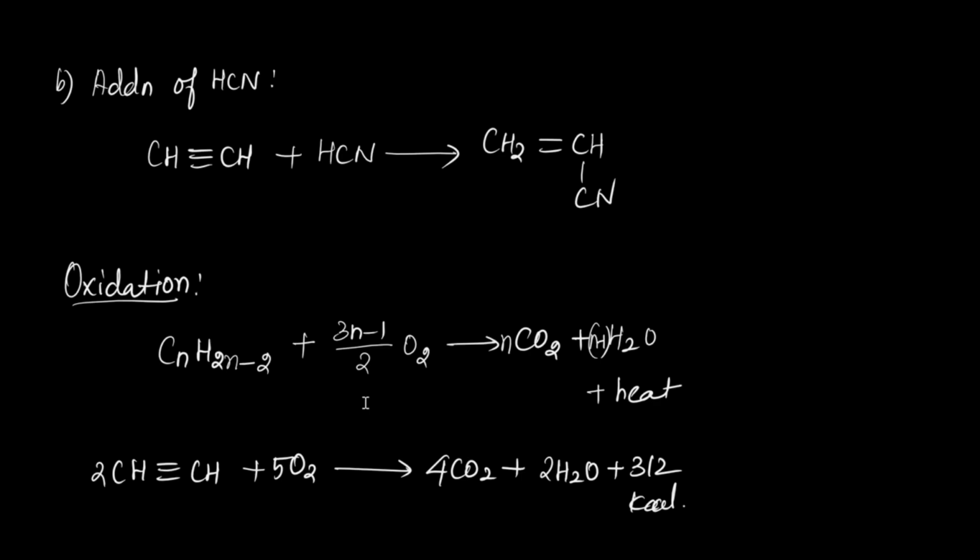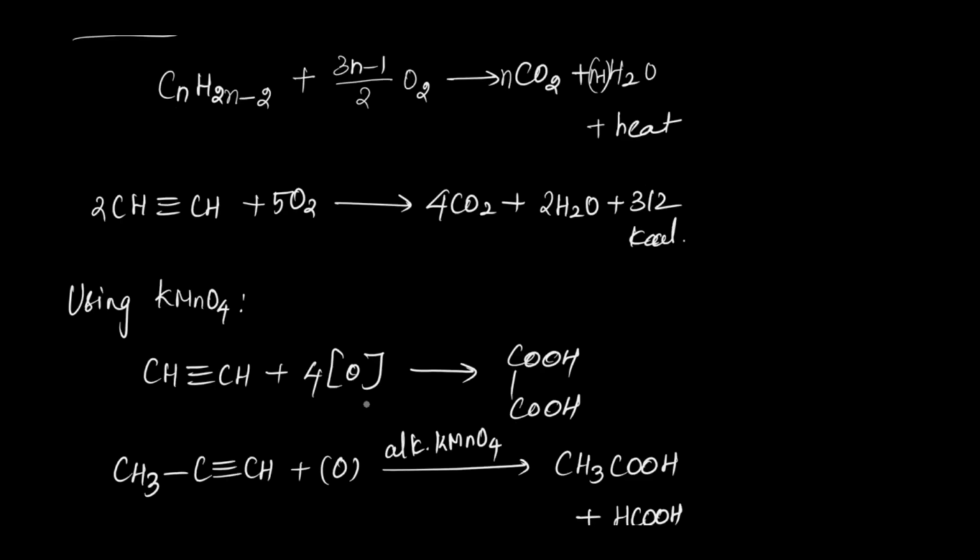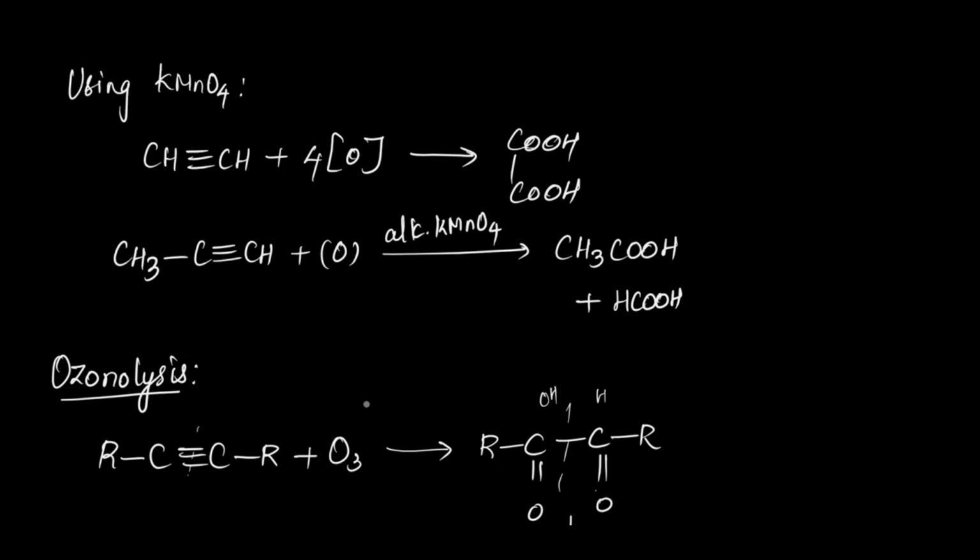Then addition of HCN will give you a cyanide substituted compound, and oxidation or combustion will give you carbon dioxide and water plus heat. This is a general reaction of alkynes. Using KMnO4 you can do the oxidation to form a dicarboxylic acid, in particular of alkynes. And CH3C triple bond CH, upon oxidation, gives two different carboxylic acids.